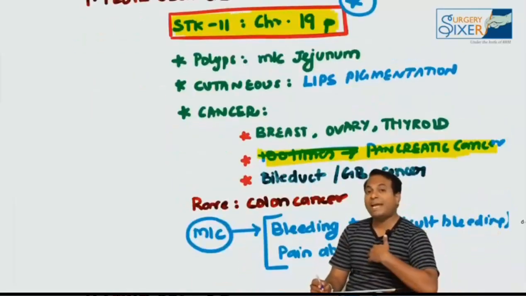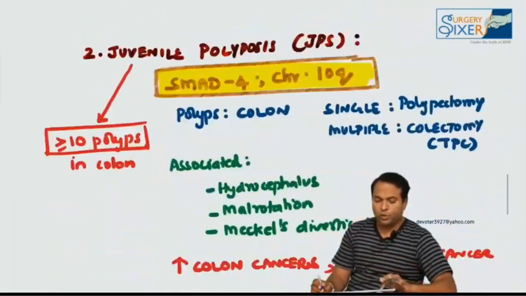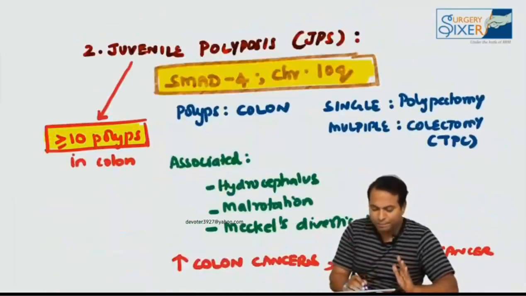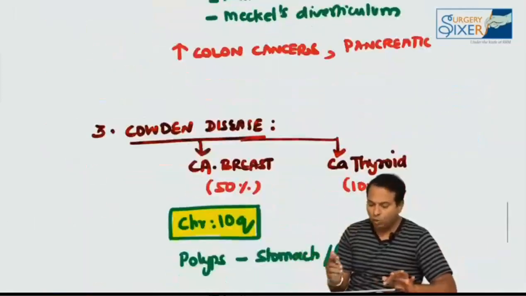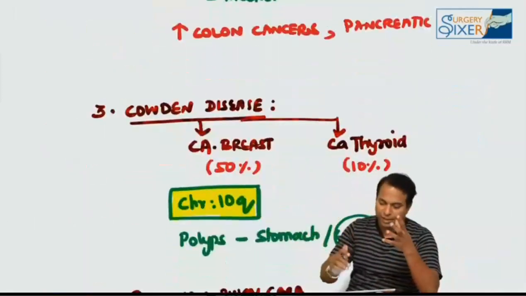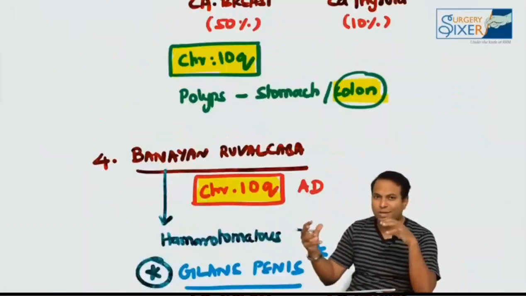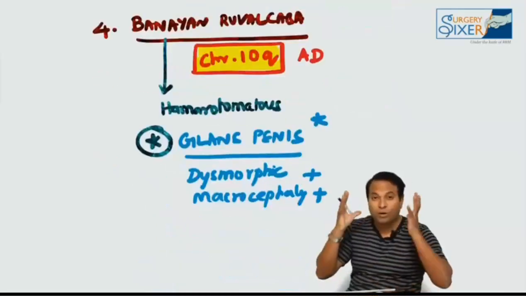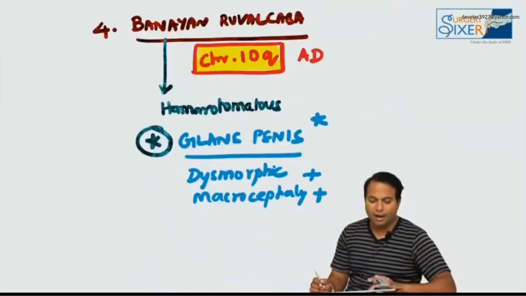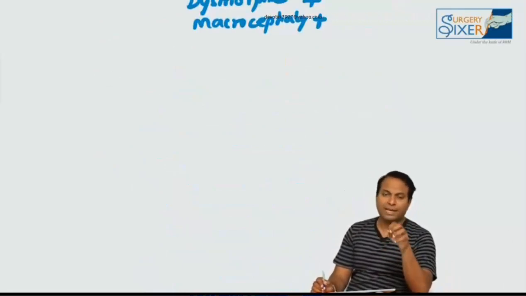They come to you with bleeding and pain abdomen. Okay, please don't forget Peutz-Jeghers. Juvenile polyposis is defined by the presence of more than 10 polyps in the colon with SMAD4 chromosome 10q mutation. When you say Cowden disease, you should think of CA breast and CA thyroid. But they may also have polyps in the colon and stomach and cause cancer in the colon. Bannayan-Ruvalcaba is again compared to Peutz-Jeghers. It will have dysmorphic facial features, macrocephaly and glans penis pigmentation. So all these hamartomatous polyposis syndromes will have some risk of malignant potential in the colon.